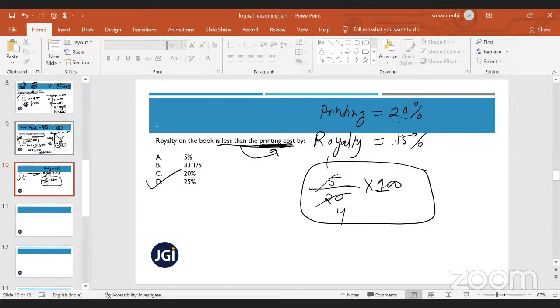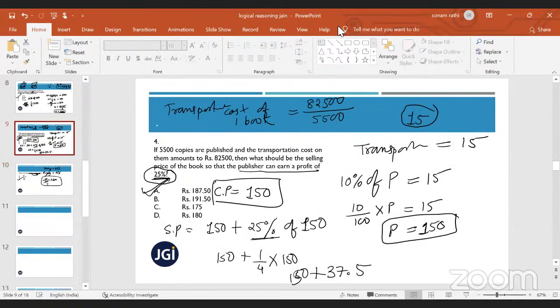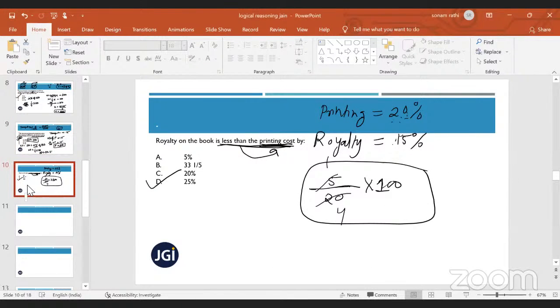25%. Okay, those who want to take screenshot of the previous, take the screenshot. Please take the screenshot of question number 4. Because we have to do comparison. The question says royalty of the book is less than printing cost by, in percentage. All the options are in percentage. Therefore, we have to do the calculation in percentage. Okay, next question.